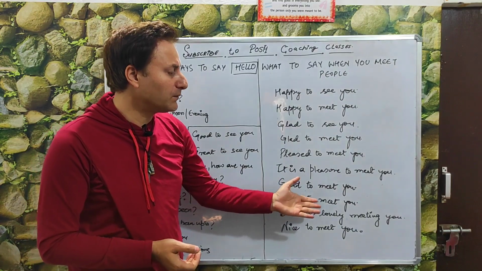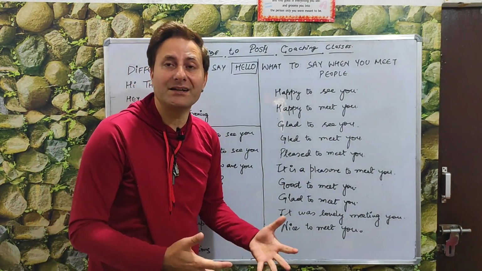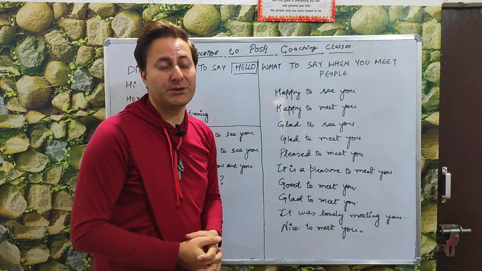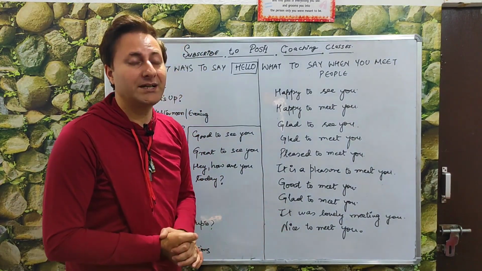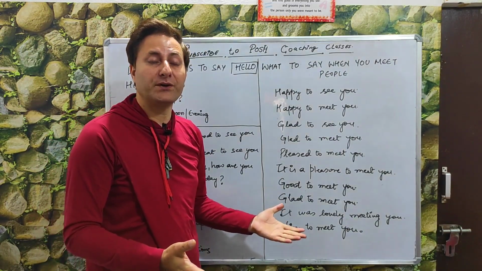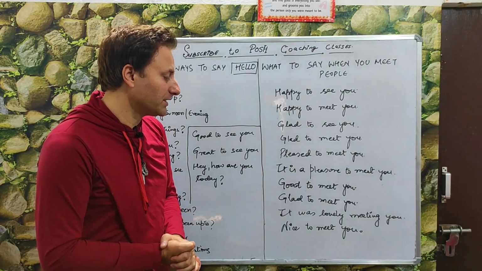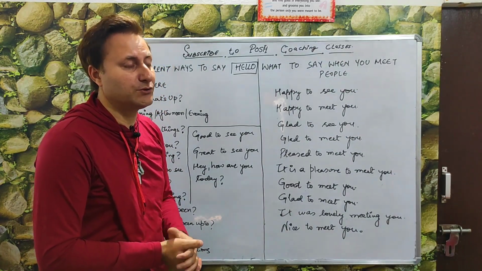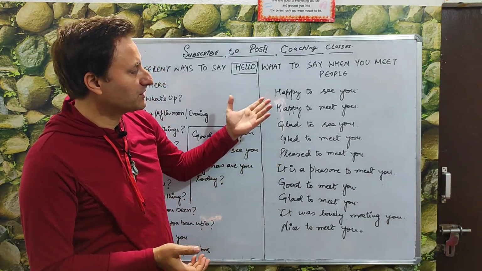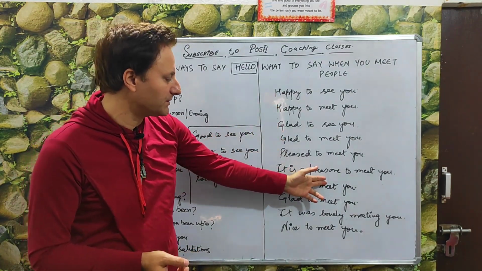It was lovely meeting you. You can say it was lovely meeting you because you liked meeting the person you were with. So you can definitely say this as well, once you finish with the meeting. Then the last one which I have chosen is nice to meet you. If you just notice, we have happy, we have glad, we have pleased, then pleasure.